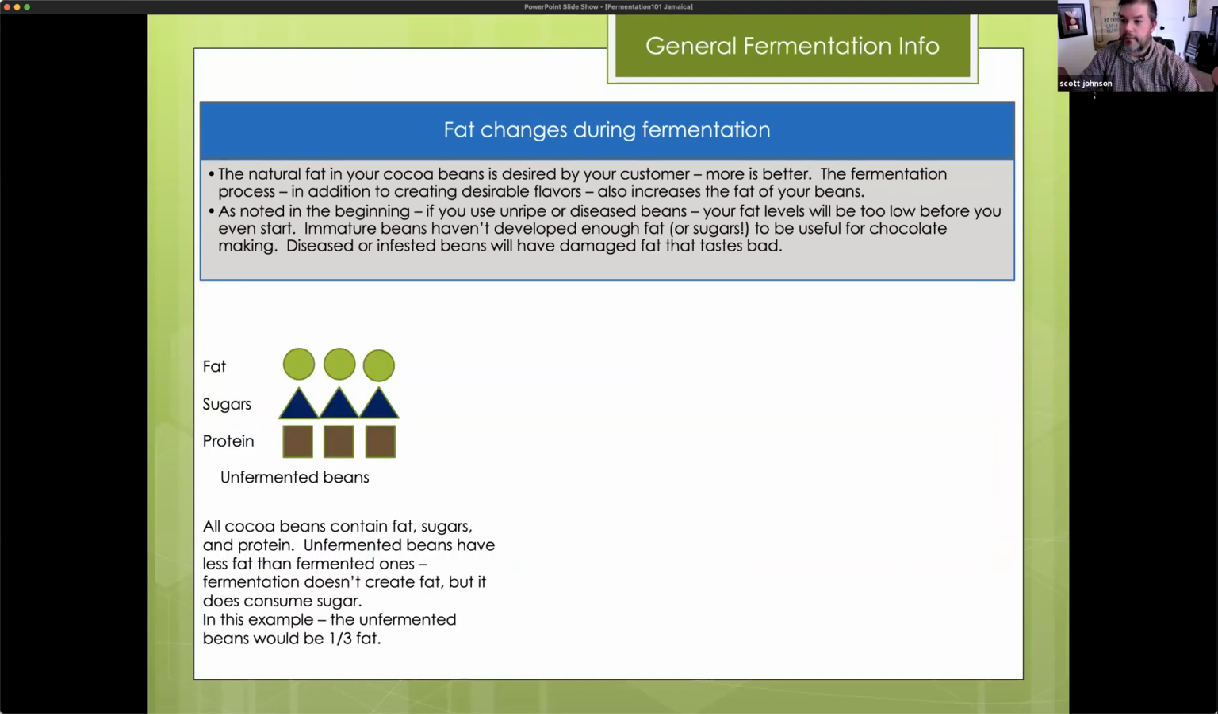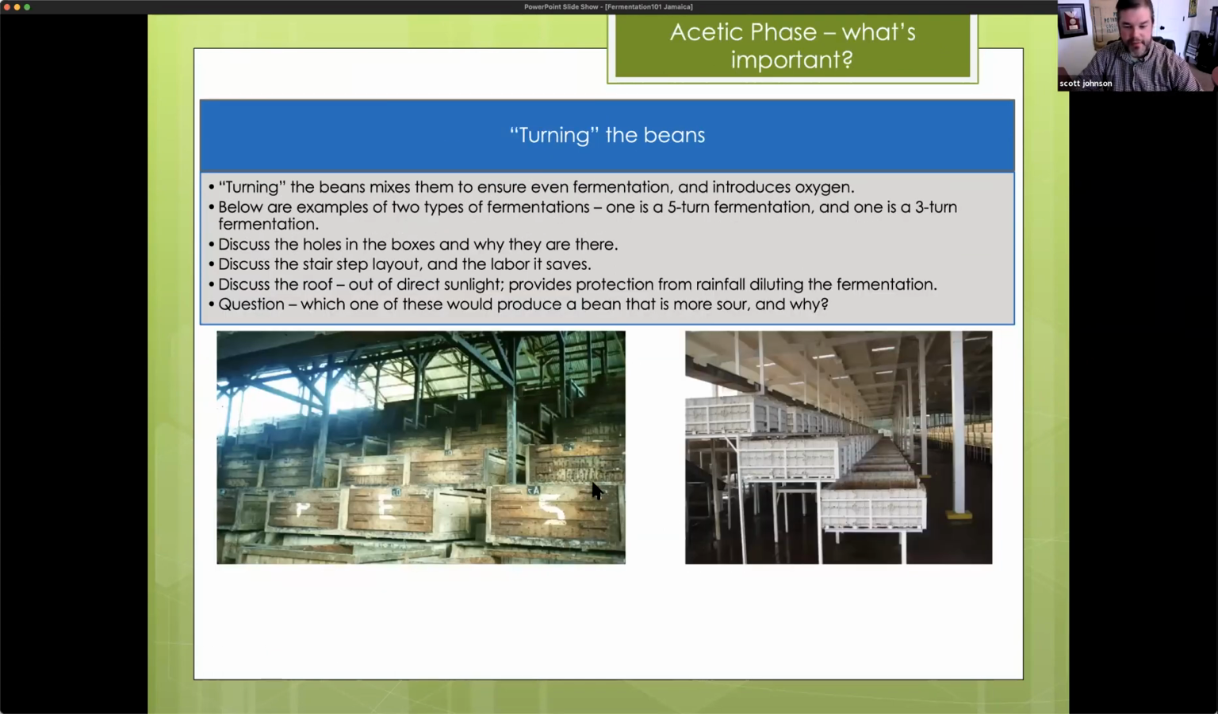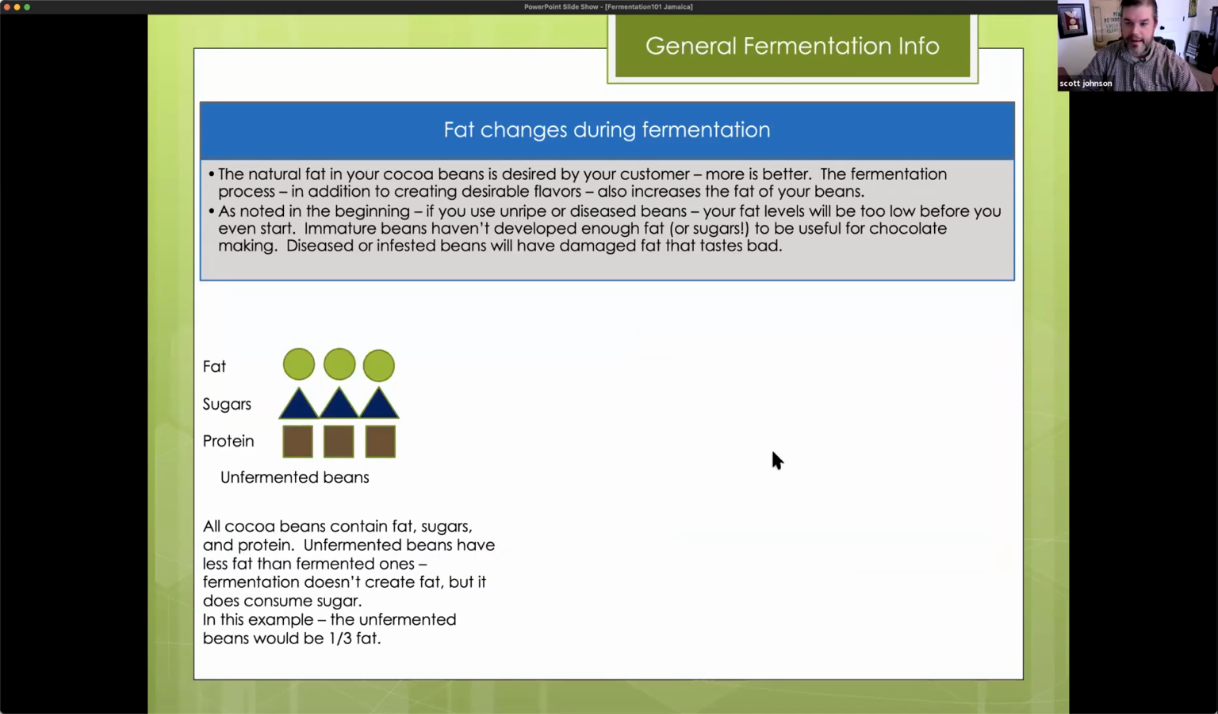Okay, so let me go back to this. Any questions on the purpose of the holes in the boxes and why I'm going to want drainage in our fermentation setup? Okay, and we can come back to that if there are.